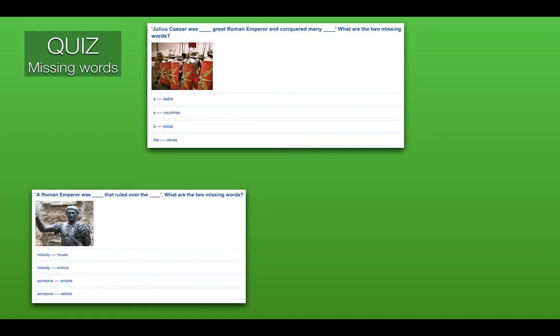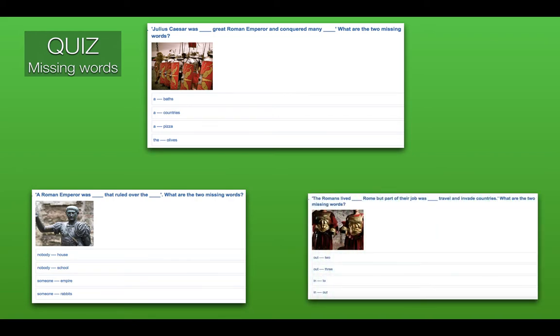A Roman emperor was that ruled over the. What are the 2 missing words? Is it number 1, nobody and house? Number 2, nobody and school? Number 3, someone and empire? And number 4, someone and rabbits. So try the words in each space to see if it makes sense. So for instance, nobody. A Roman emperor was nobody that ruled over the house. Does that sound correct to you? Make a decision.